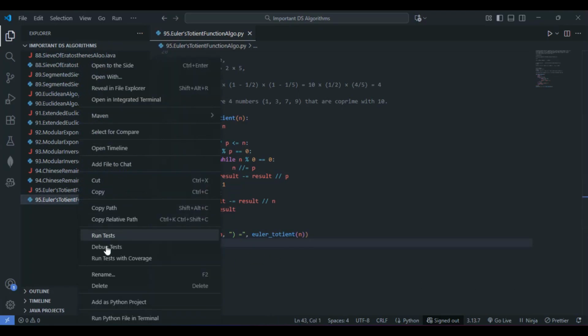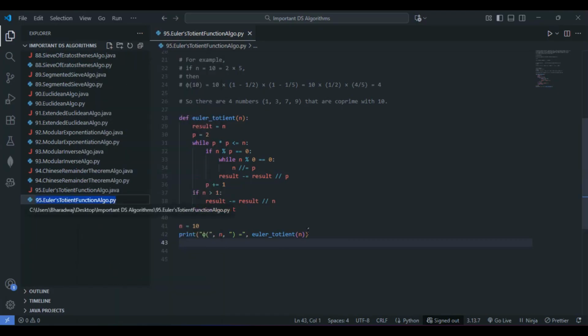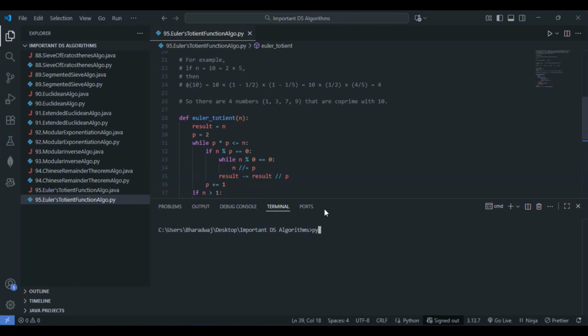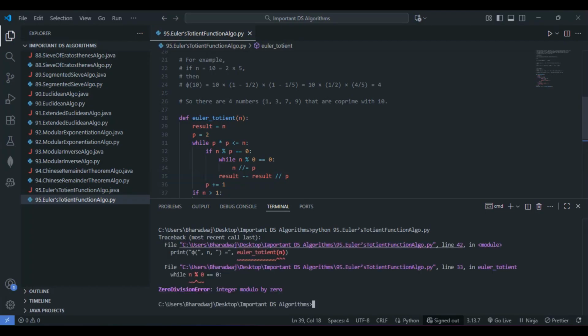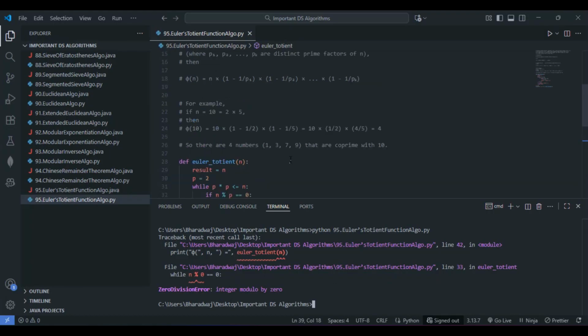Let me copy this one entirely. I'll just come here and give Control J. Let me type python followed by the file name.py. We have the error here, man. N modulo 0 equals 0. Where is this? Line number 33.